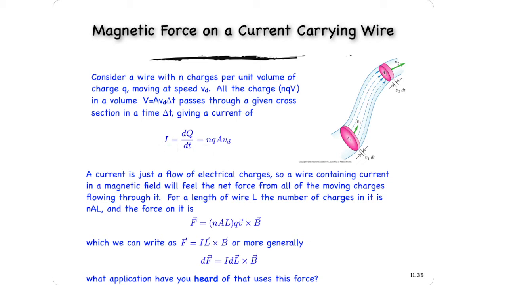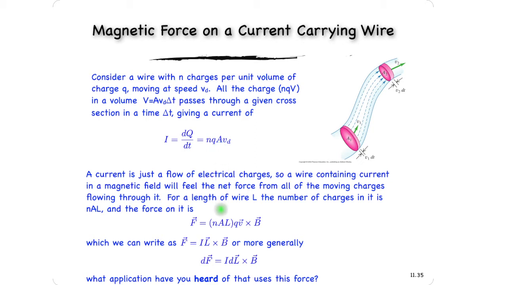Current is coulombs per second, so it's a charge per unit time. Right? So if we measure in MKS units, it's going to be coulombs per second. And this will work out to coulombs per second as well. The q is going to be in coulombs. If the velocity is in meters per second and the area is in meters squared and n is in charges per meter cubed, this will all work out to coulombs per second.